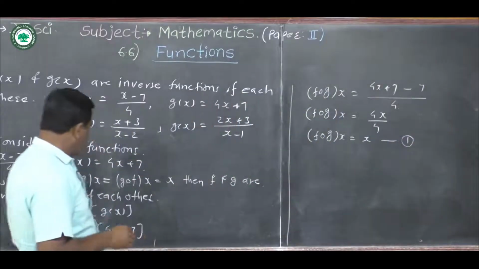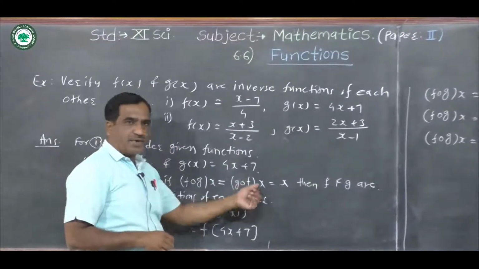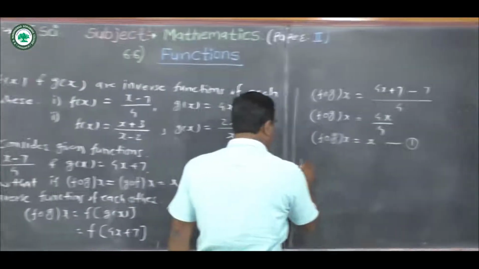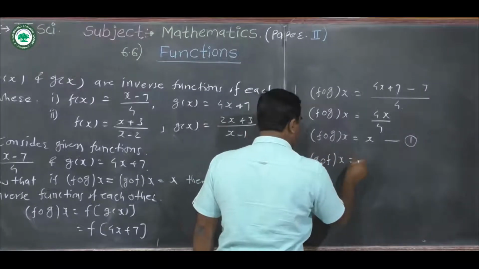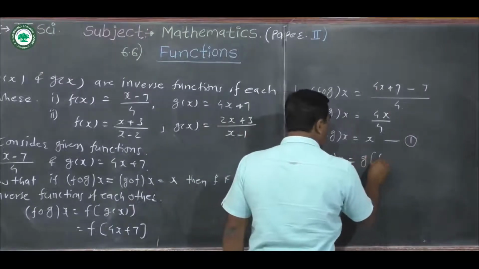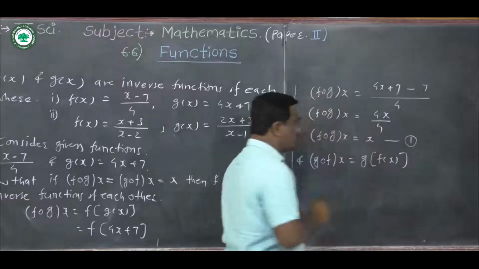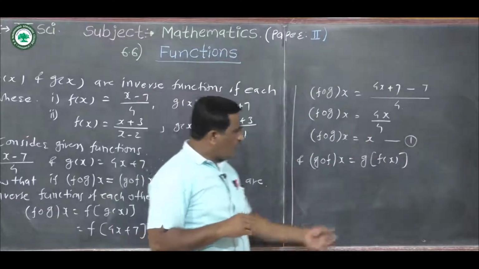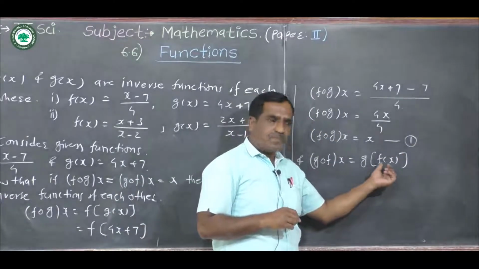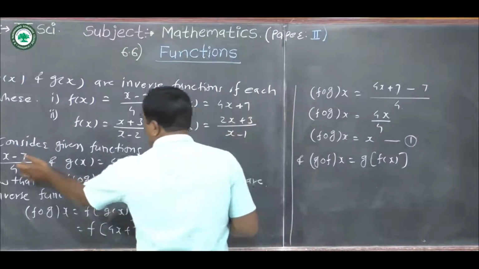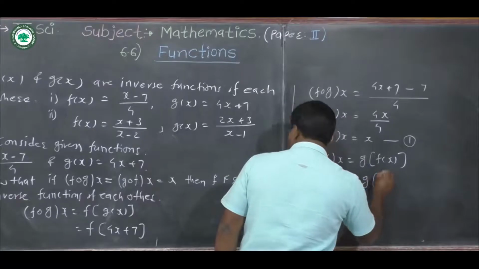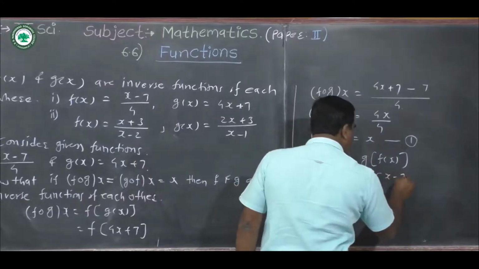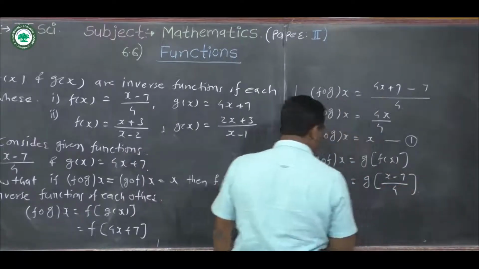Now we have to find the second term, f composite with g on x, and f composite with g on x is equal to g of f of x. Now first we put value of f of x here. f of x is equal to (x minus 7) upon 4. That is g of (x minus 7 upon 4).